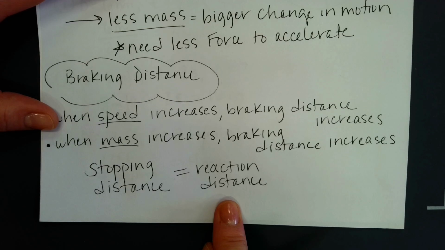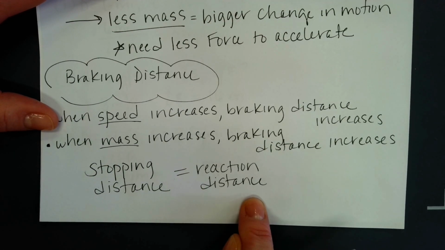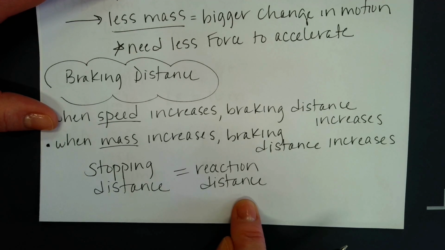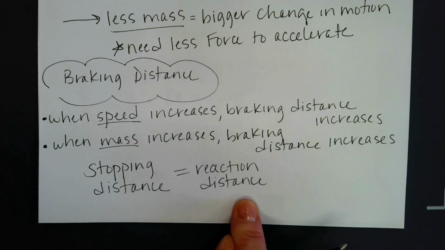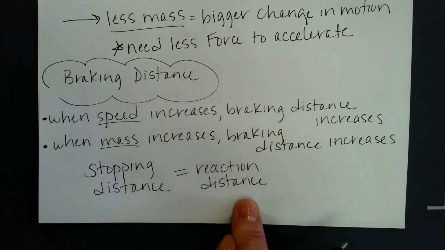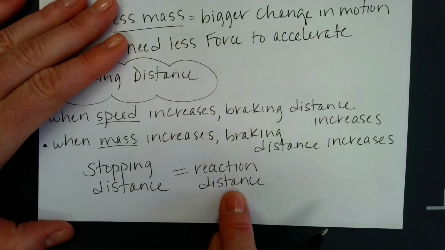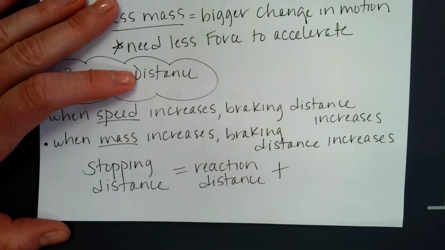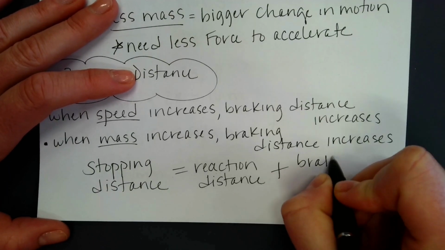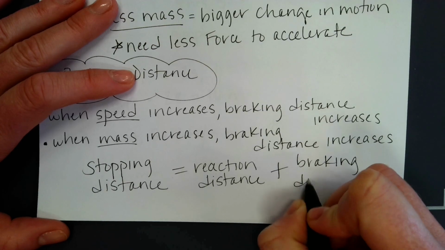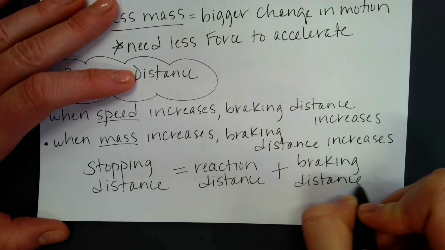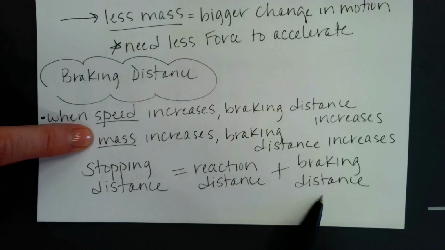Okay, if you're distracted as a driver, but remember your reaction distance is how far your car is going to go while you're reacting. Okay, so for you to notice what's going on, for the message to get to your brain, and then eventually send a message to your foot to push the pedal, that's all reaction distance. And your car can go pretty far while you're reacting. And then you add that to your braking distance, which then is going to be affected by speed and mass.